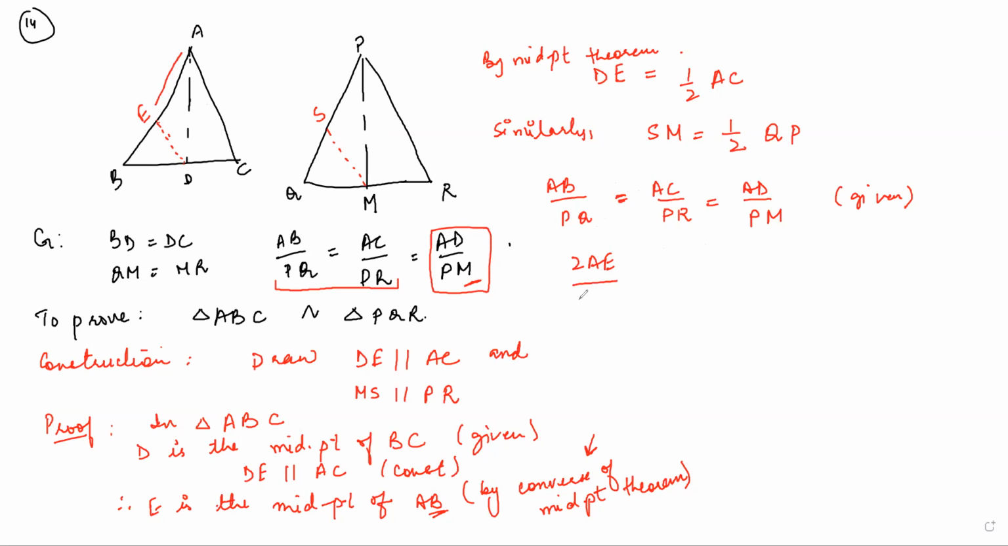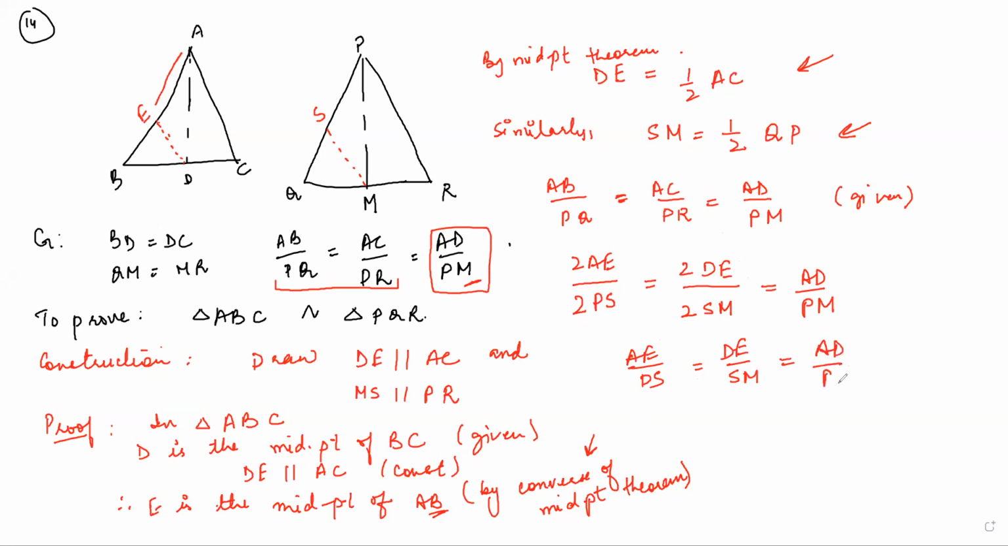And similarly PQ I'm converting into PS. So twice of PS is equal to. Now again AC I can write twice of DE, right? And again PR I can write twice of SM, because I have already proved they are also half. Any problem? So this 2 is now gone. I am left with AE upon PS is equal to DE upon SM is equal to AD upon PM, right?